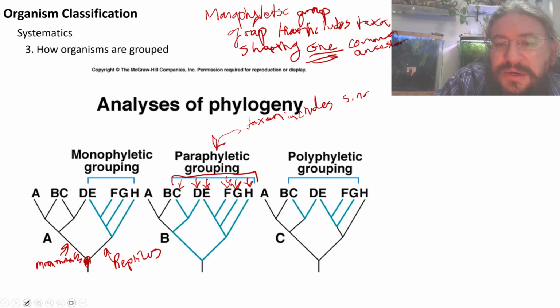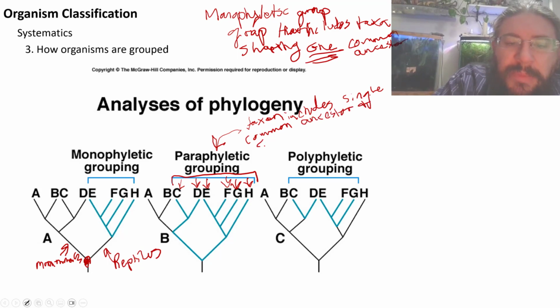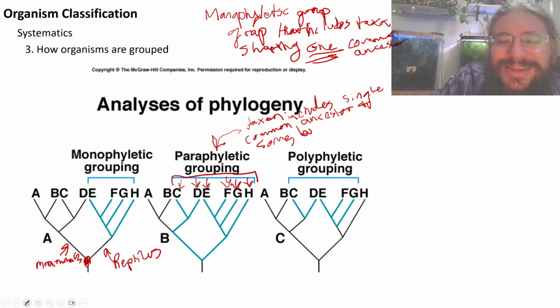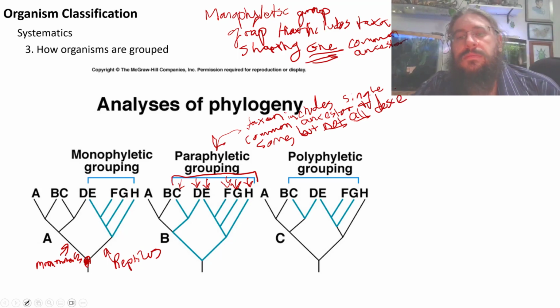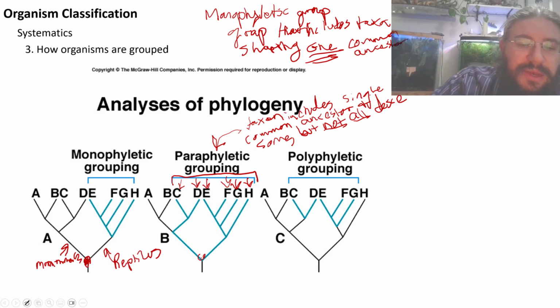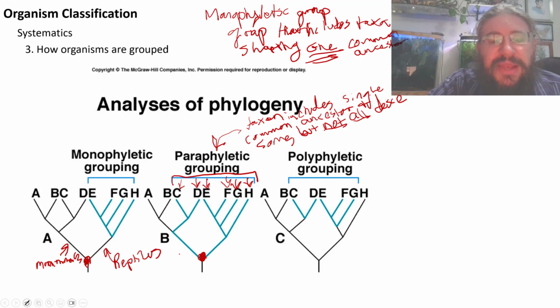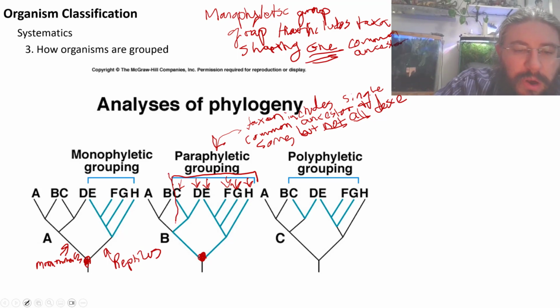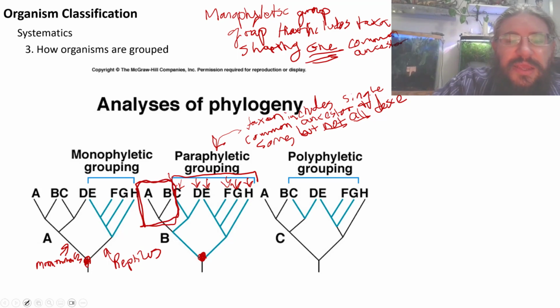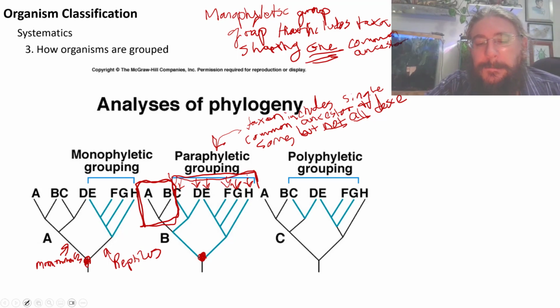a single common ancestor and some, but not all, of its descendants. So that is a paraphyletic grouping. You're still dealing with a single common ancestor, but you have ignored these two taxa right here. So your taxon is a paraphyletic grouping.